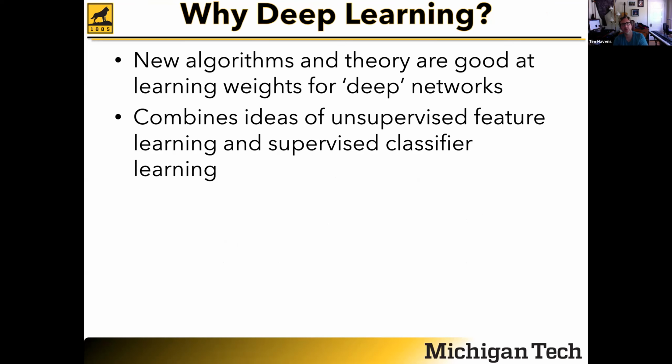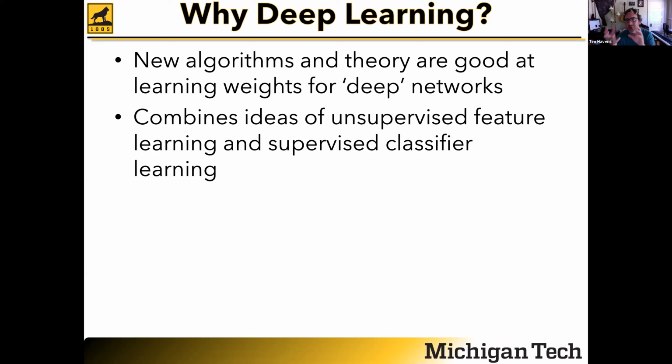So why do we do this though? There are new algorithms in theory that are good at learning weights for these deep networks. The learning theory and the algorithm development came a long way since the 80s. So we're able to attack problems like the vanishing gradient problem. And then also, computationally, our computers are just that much better than they were back in the 80s. So we can actually have the computational power to solve these things.